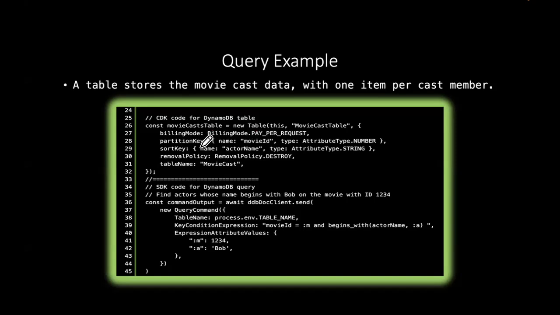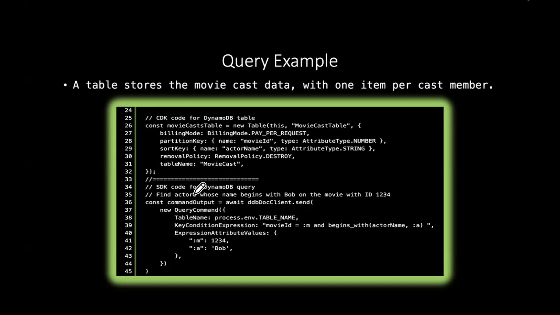The sort key I've decided is going to be the actor name. So you can visualize the items in your table: movie ID, actor name, and then maybe the name of the character, the description of the character, stuff like that. But this is our composite primary key. The rest we've had before.